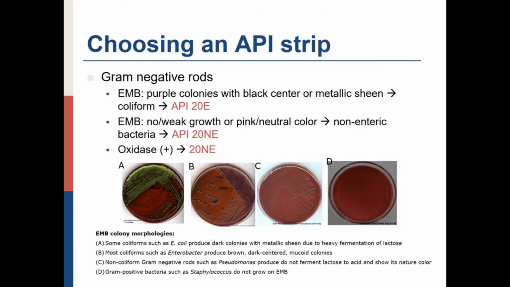So for part B, for API strips, this is basically a system of biochemical tests, which allows you to identify an organism.